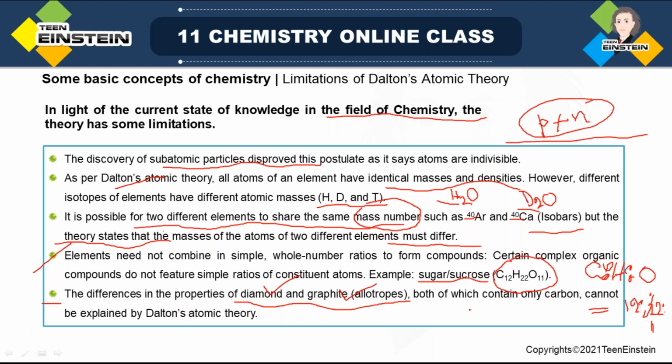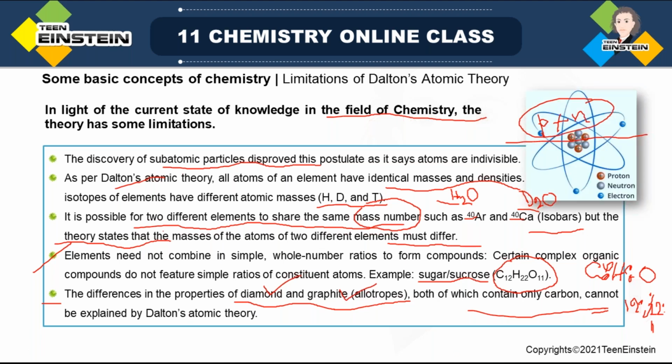Okay, so both diamond and graphite contain carbon, but we cannot explain their difference in physical properties and chemical properties on the basis of Dalton's atomic theory. So that is the reason this is another limitation of Dalton's atomic theory. Okay, so these are some of the limitations of Dalton's atomic theory. So it is not free of errors, there are some errors present.